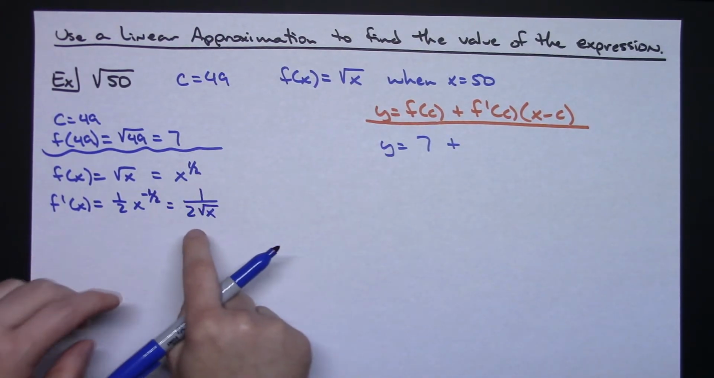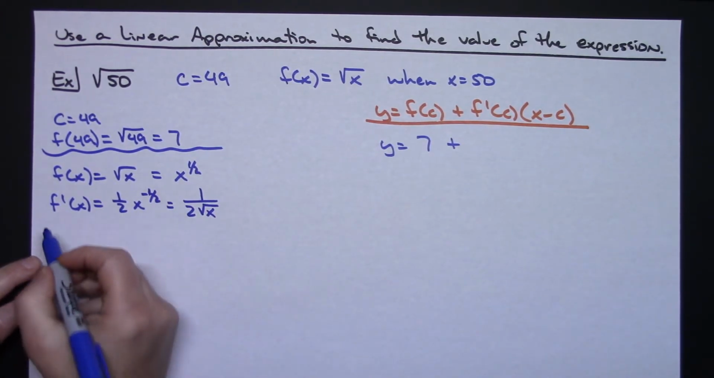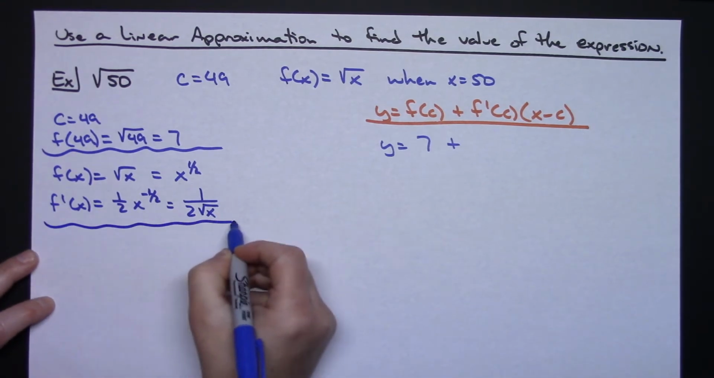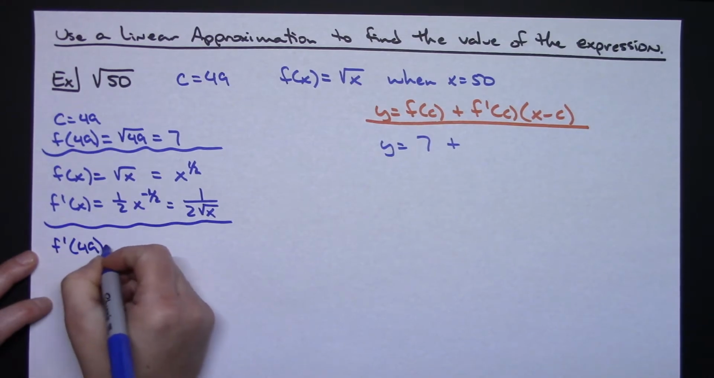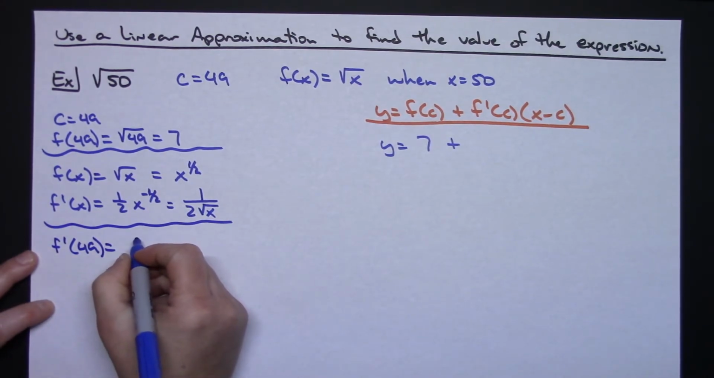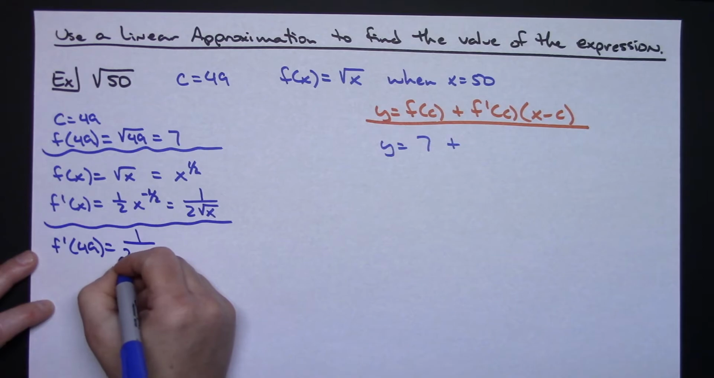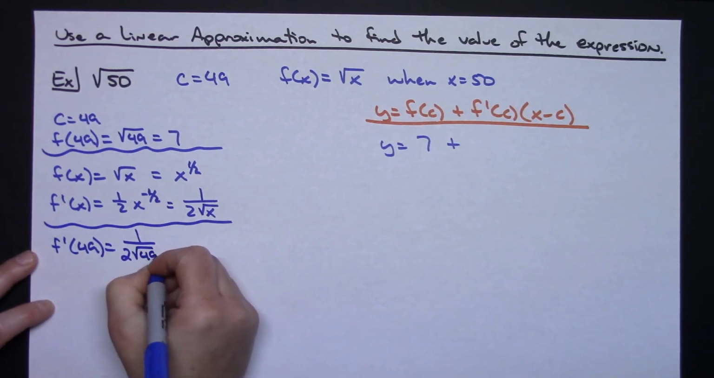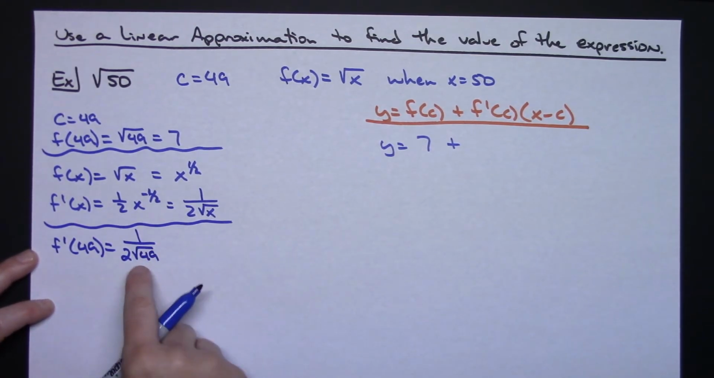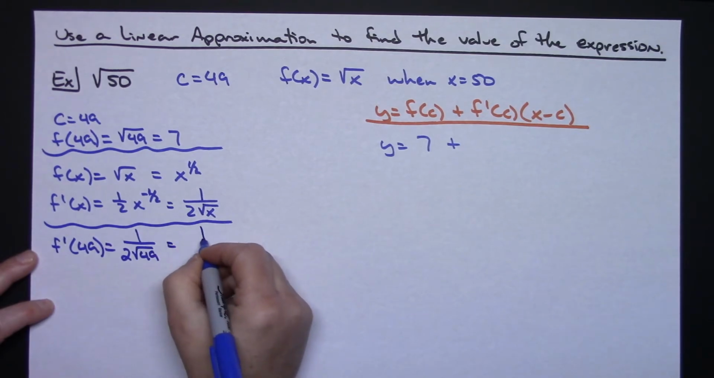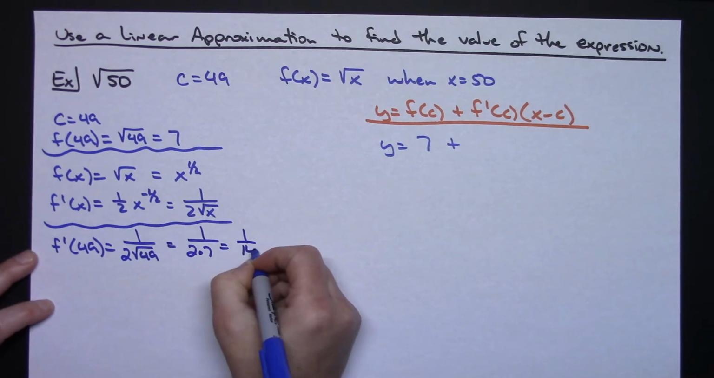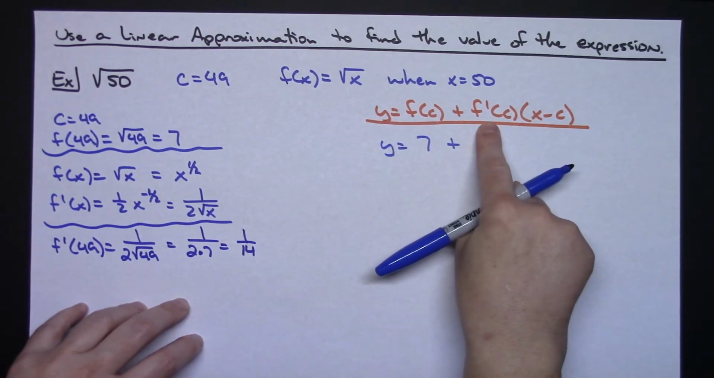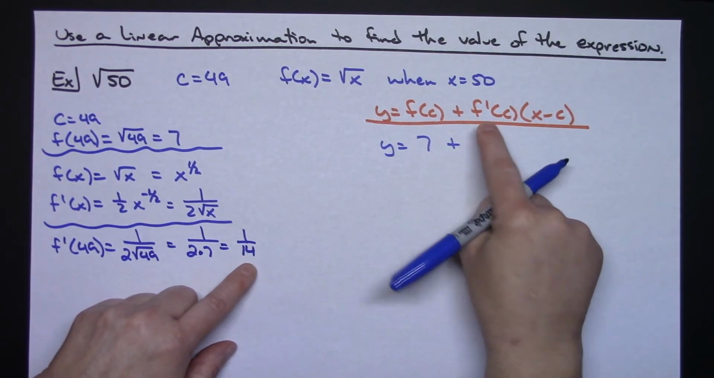My c value is 49, so basically all I have to do is plug 49 in there. So let's be a little more organized here. f prime of 49. I'm going to plug it into that first derivative, so 1 over 2 times the square root of 49. Again, we're doing this so it's values that I can do in my head. So now I'm going to have 1 over 2 times the 7, which is 1 over 14. So that f prime of c value is 1 over 14.